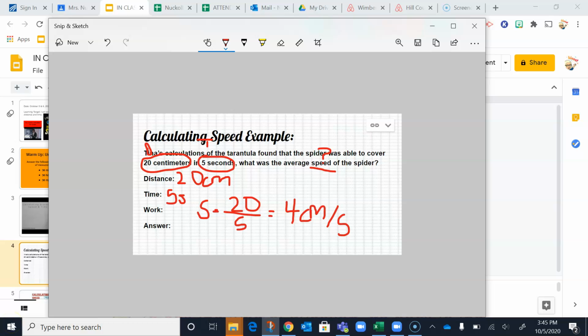So, for Monday and Tuesday's classes of A and B, you will need to work on slides 2 through 8. Okay, thank you.